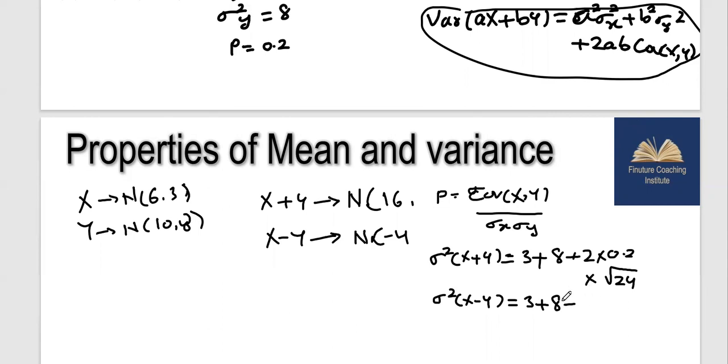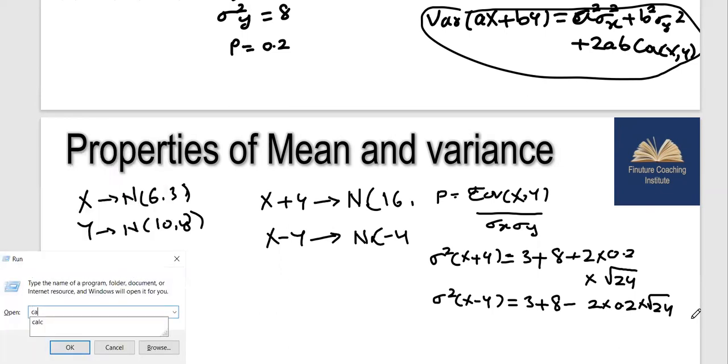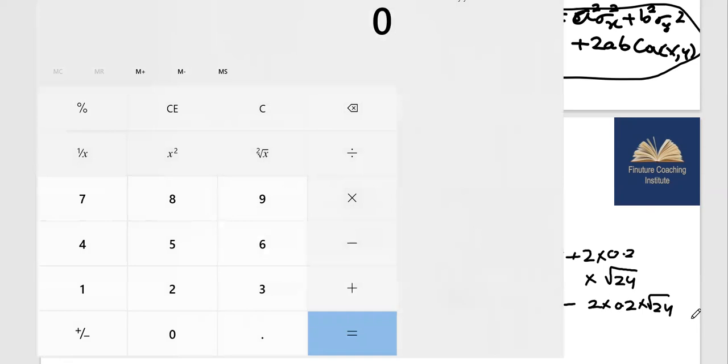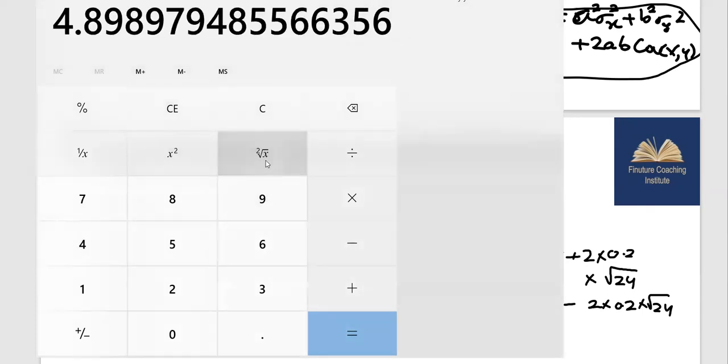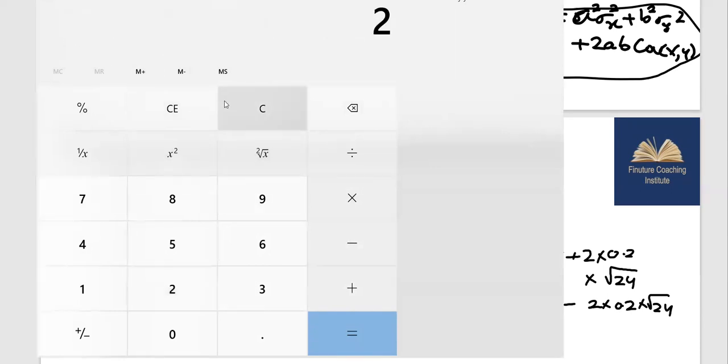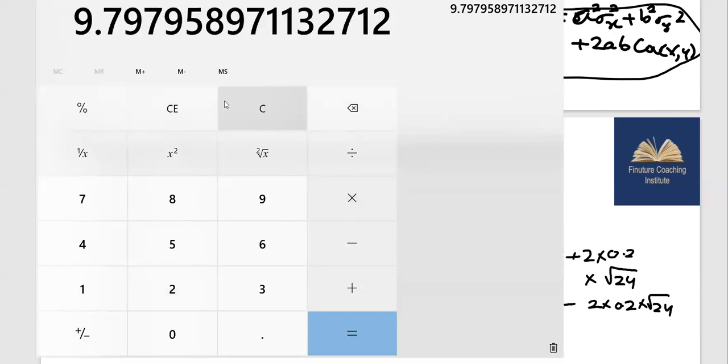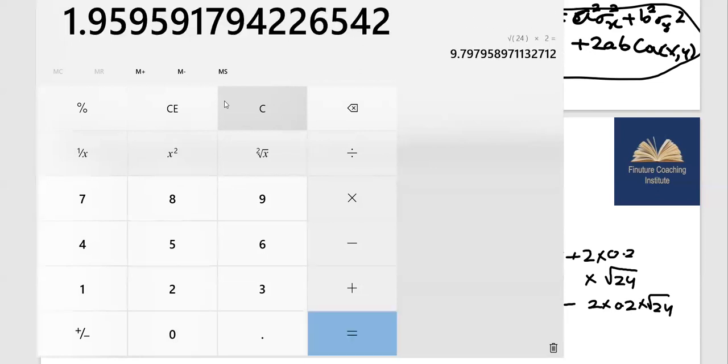So 3 plus 8 minus 2 times 0.2 times square root of 24. So let's calculate this. I'm using the normal calculator. You can do it in your BA plus 2. So first I would find the square root of 24. So it comes as 4.89, times 2 times 0.2. So this is something I would get: 1.95.